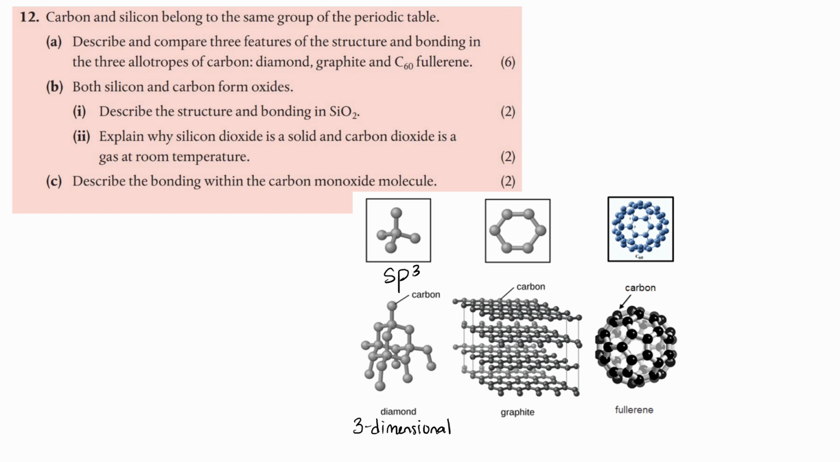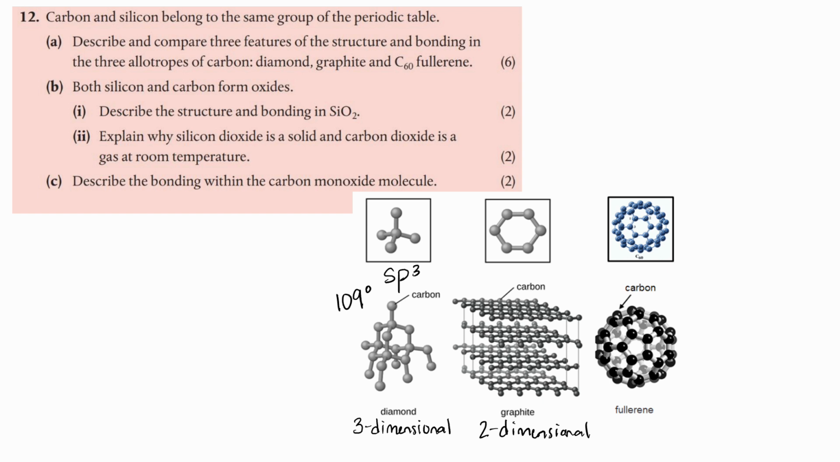Now, because in a diamond, carbon atoms are sp3 hybridized, the bond angles for carbons in a diamond are going to be 109 degrees, which would be different from graphite and fullerene. Now, the structure for graphite is going to essentially look like a layered structure, which is 2-dimensional. So you would have to say something like 2-dimensional structure, or you could write layered. Either one would work. I personally would write 2-dimensional.